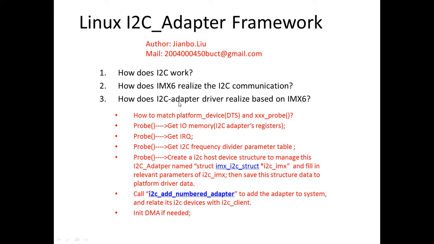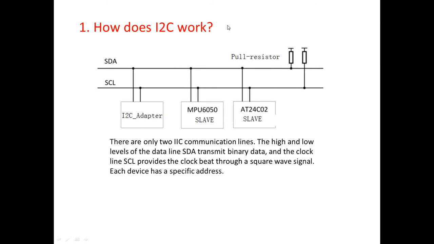So let's go to the first step. What is I2C? You see the topology. How does I2C work? I2C contains 2 lines. It's very simple. Each line has a pull-up resistor. It connects to the high voltage, for example, 3.3 volt. Of the 2 lines, one is called SDA, the other is called SCL.